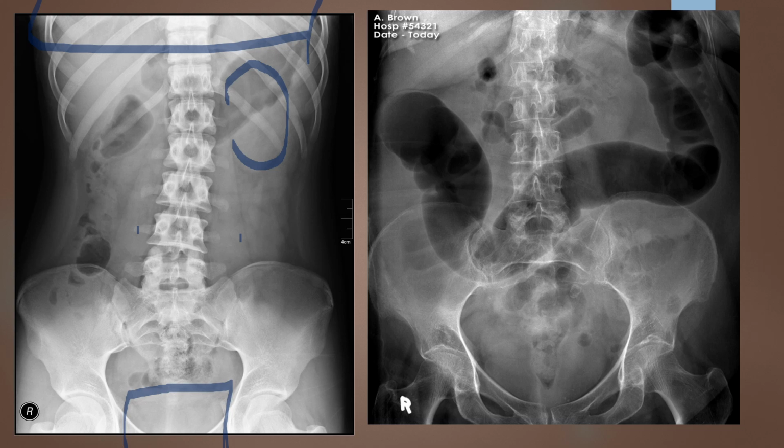We see a spinous process right here through the bony prominence. So technique-wise, great grayscale. We've got good gas pattern. We have very good contrast resolution. So our technique on this was spot on. So now I'm going to go ahead and start looking at the positioning.